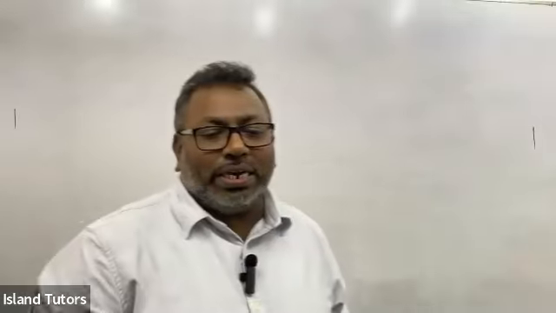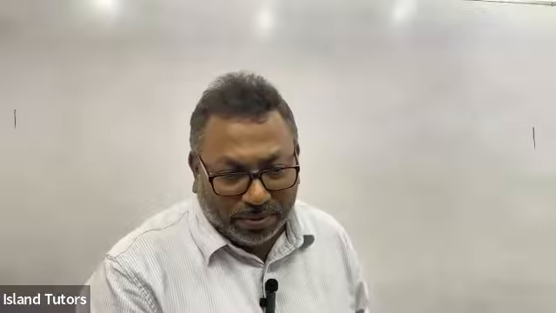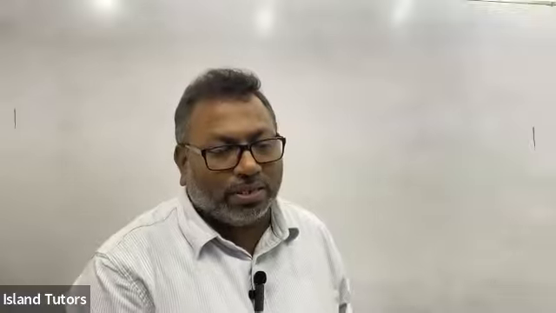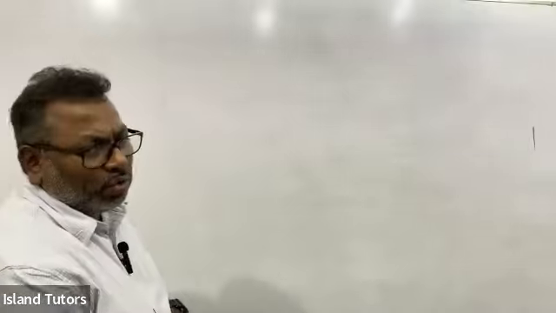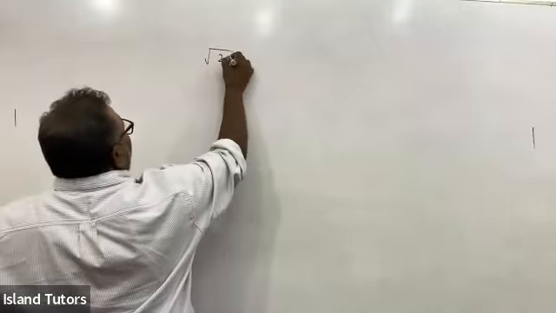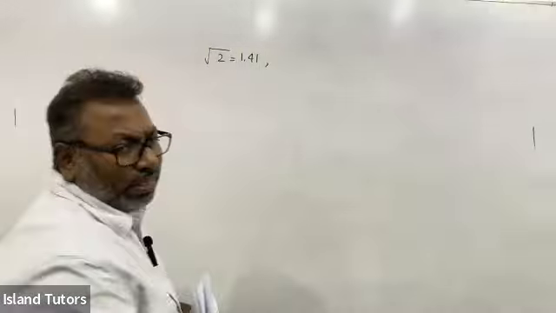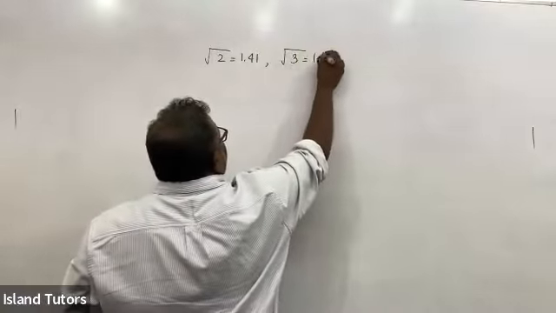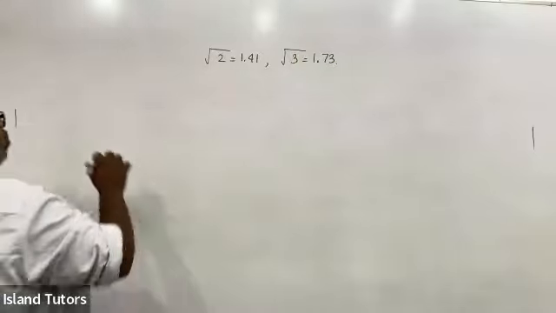Right, so solve each quadratic equation. This is on page 6, right at the top. Solve each quadratic equation given below by factoring. Take the square root of 2 as 1.41, and square root of 3 as 1.73. Right? Let's do question number 2.